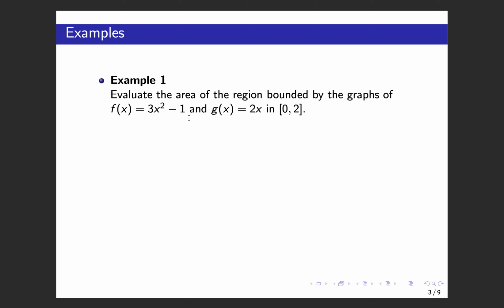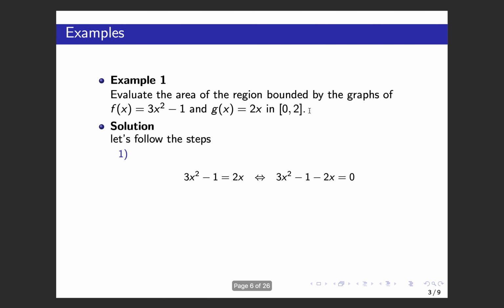Let's try to apply this in the first example, example 1, by taking f of x to be 3x squared minus 1 and g of x equals 2x on [0, 2]. So the first step is to solve the equation 3x squared minus 1 equals 2x, which is equivalent to 3x squared minus 2x minus 1 equals 0, which factors as (3x plus 1) times (x minus 1). That gives us the two zeros, x equals minus 1 over 3 or x equals 1.